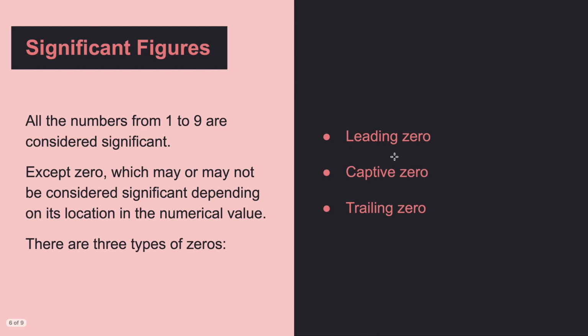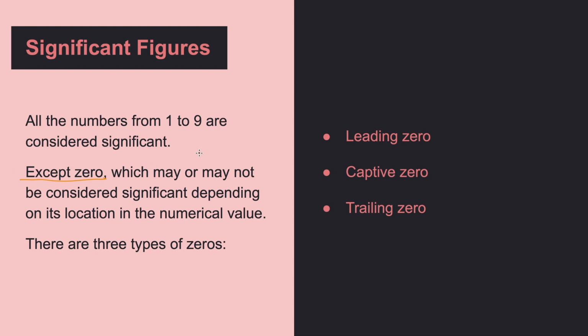So continuing on with the significant figures. All the numbers from 1 to 9 are considered significant: 1, 2, 3, 4, 5, 6, 7, 8, and 9. So they are considered significant, except the 0 here.